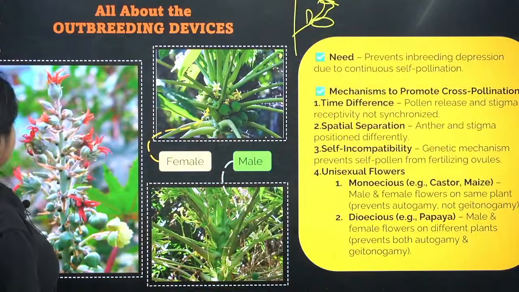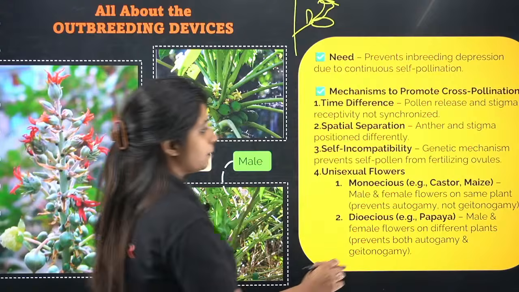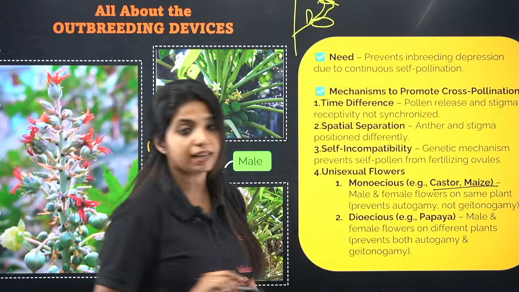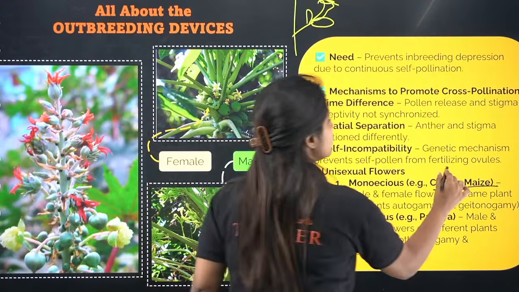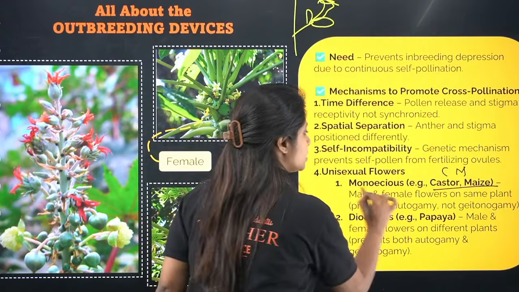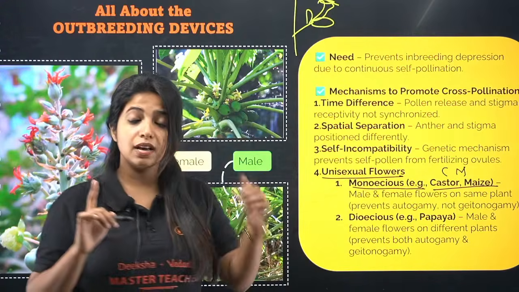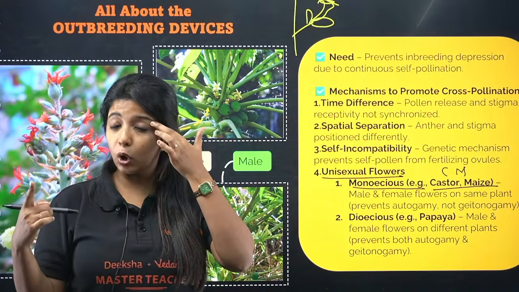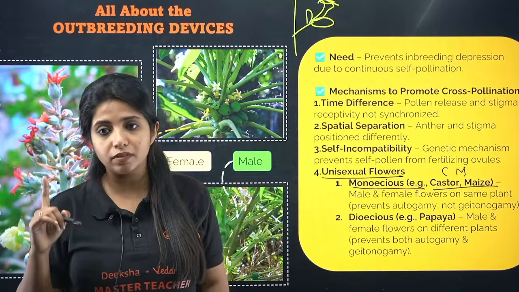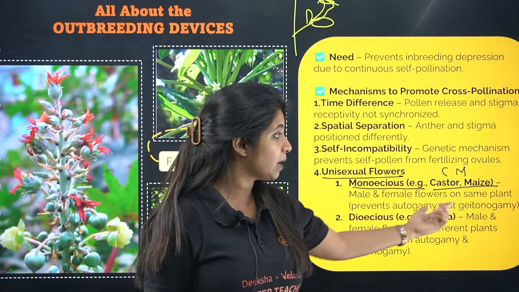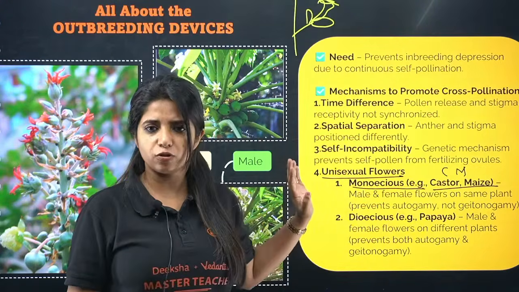So over here, monoecious plant example, please remember it's castor and maize. Okay, CM, Chief Minister. Castor and maize, they are monoecious and basically they have unisexual flowers. But always remember, they can prevent autogamy, but not geitonogamy. Geitonogamy will still be there. So prevents autogamy, not geitonogamy, and xenogamy can also be happening out there.